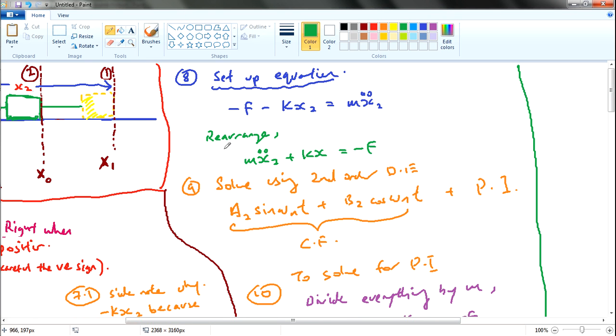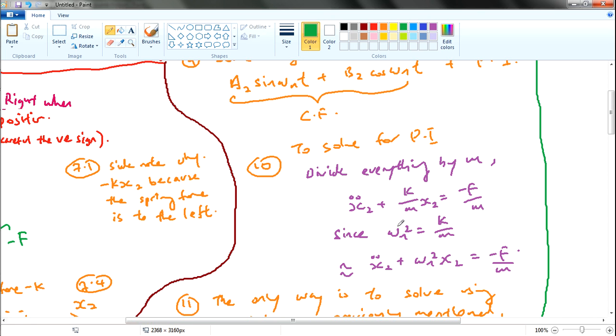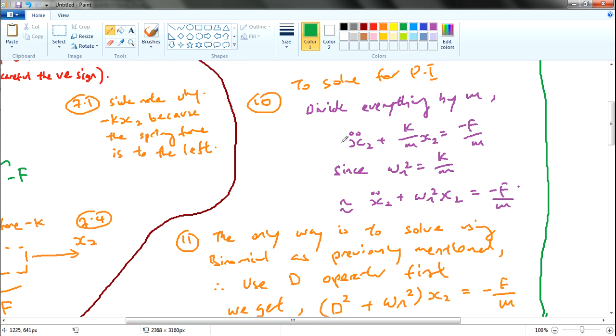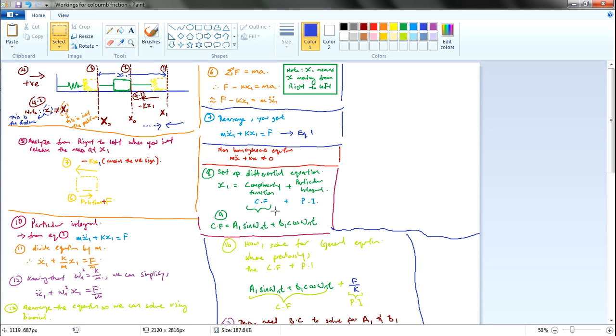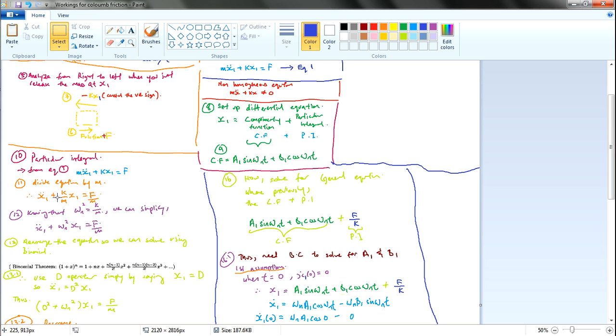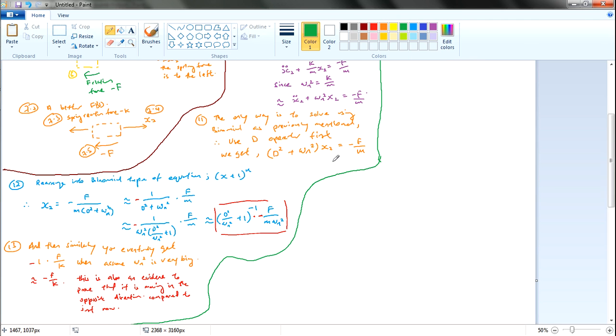And then we rearrange again. Similarly, we rearrange and get this equation, and then we solve using the second order differential equation. This is the complementary function, and this is the particular integral. To solve for the particular integral, you have to first divide everything by m again. Similarly, we have the general equation, and we solve for the particular integral. We also divide by m, and do the same steps.